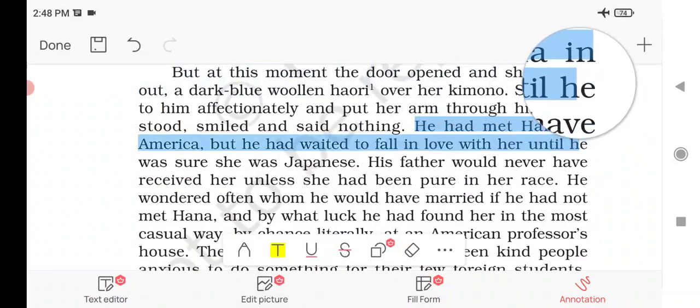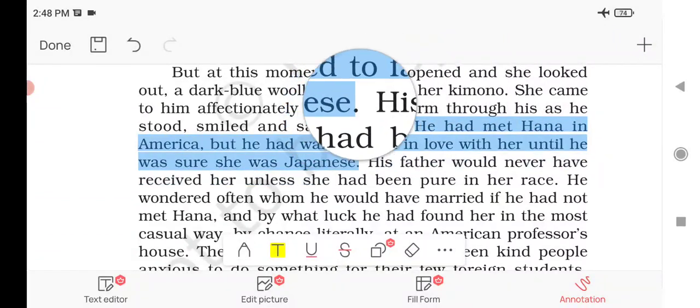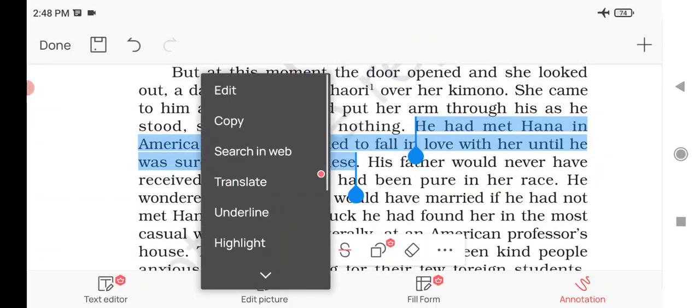He had met Hannah in America, but he had waited to fall in love with her until he was sure she was Japanese, right? So, children, Dr. Sadao met Hannah in America, and he actually waited. He didn't fall in love with her until he found that she was Japanese, right?